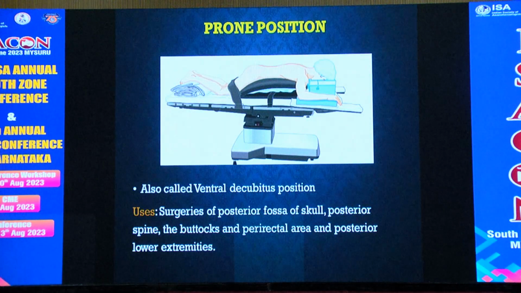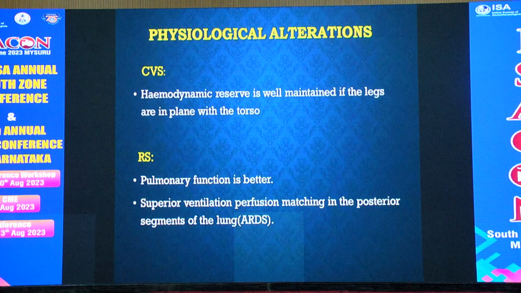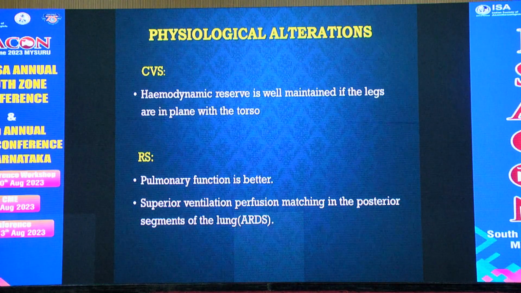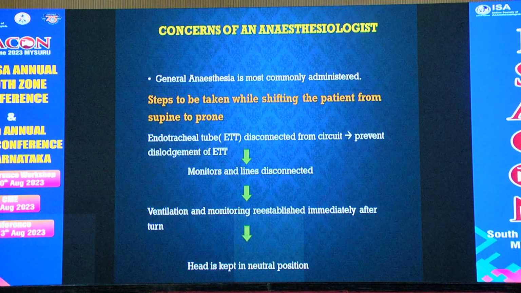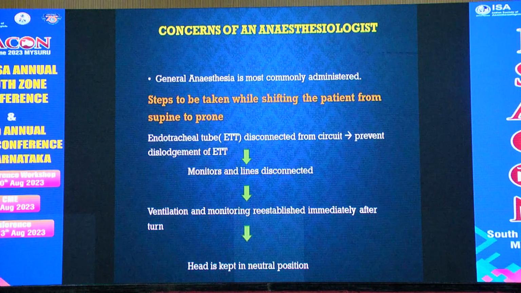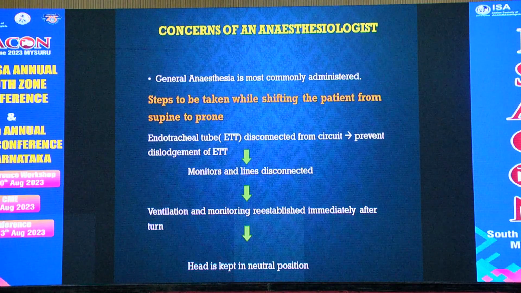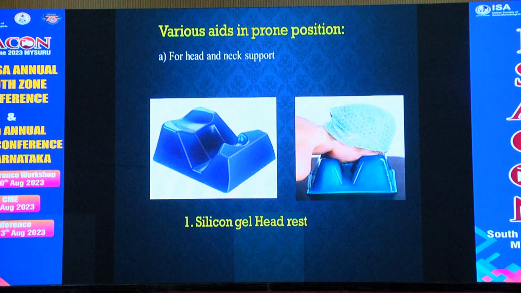So coming to prone position, also called ventral decubitus position, used in posterior fossa skull surgeries, posterior spine, buttock and perirectal surgeries. So CVS is well maintained. In the respiratory system, pulmonary function is better. That is the term we use, prone ventilation in ARDS patients. So what are the concerns? As soon as the patient is made to lie in prone position, the ET tube should be disconnected, monitors and lines disconnected, and ventilation and monitoring should be re-established immediately after prone position, and the head is kept in neutral position.